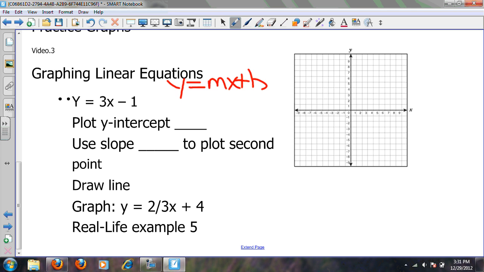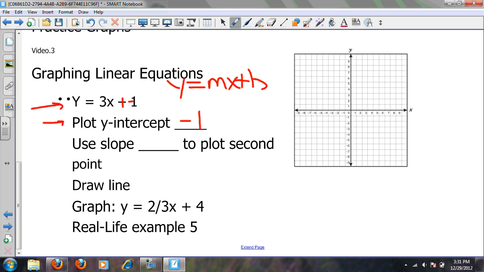Okay? So if that is the form, then Kenzie, is y equals 3x minus 1 in that form? Yes, it is. So when I look at that, even though it says minus 1, let's change it to plus negative 1. Okay? So, Cameron, in y equals 3x plus negative 1, what is my y-intercept? Remember, y-intercept is b. So the first thing I need to do is plot the y-intercept, which is negative 1.